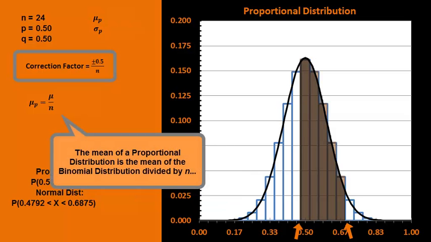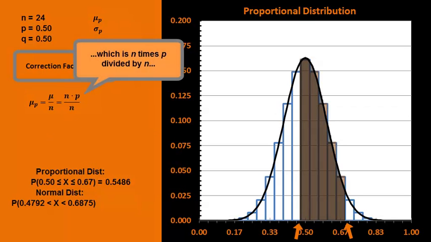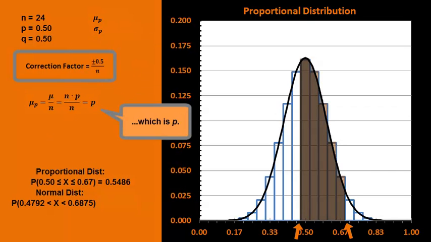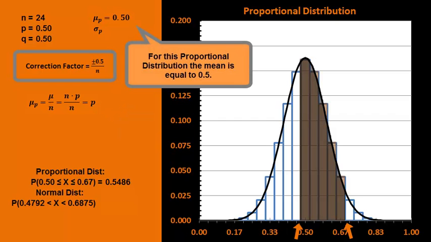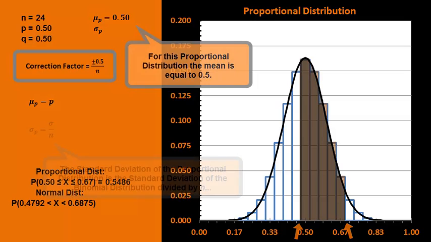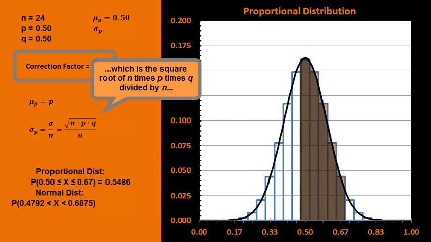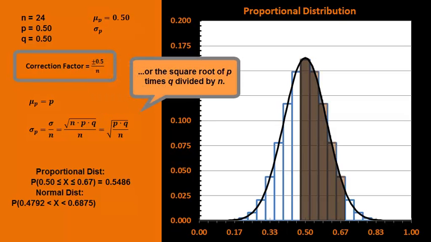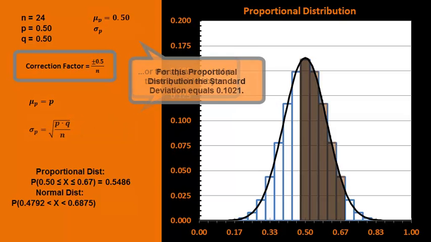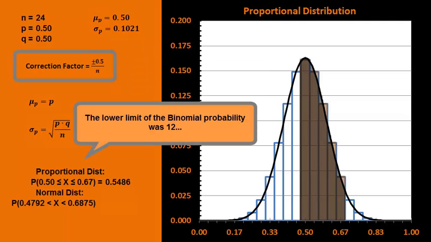The mean of a proportional distribution is the mean of the binomial distribution divided by n, which is n times p divided by n, which is p. For this proportional distribution, the mean is equal to 0.5. The standard deviation of the proportional distribution is the standard deviation of the binomial distribution divided by n, which is the square root of n times p times q divided by n, or the square root of p times q divided by n. For this proportional distribution, the standard deviation equals 0.1021.